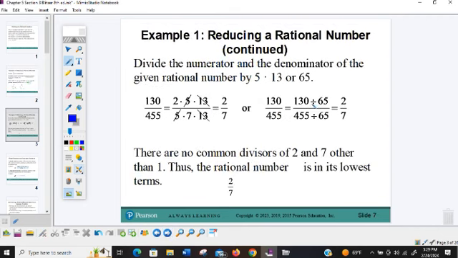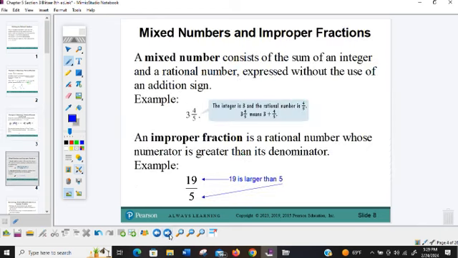Over here, if you take 130 and divide by 65, you get 2. 455 divided by 65 is 7. They also show this way where you can list all the factors and just cancel out the ones they have in common. And you'll notice that you end up with the same answer. 2/7 is the answer in lowest terms.